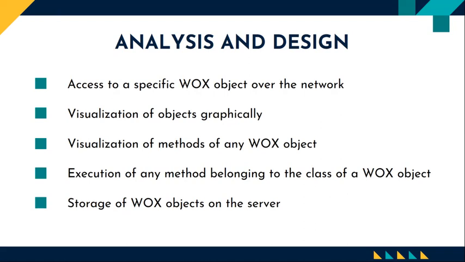The second is visualization of objects graphically. Here, users can visualize through an interface the attributes of a given WOX object. The third one is visualization of methods of any WOX object. Users can view all the methods that belong to a particular object, regardless of the parameters that each method requires to be invoked. Each method has a space to display the response that it returns when it is invoked.